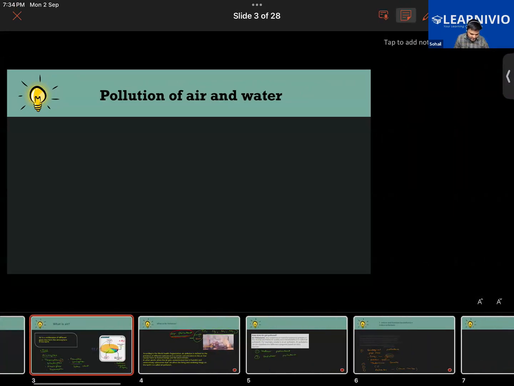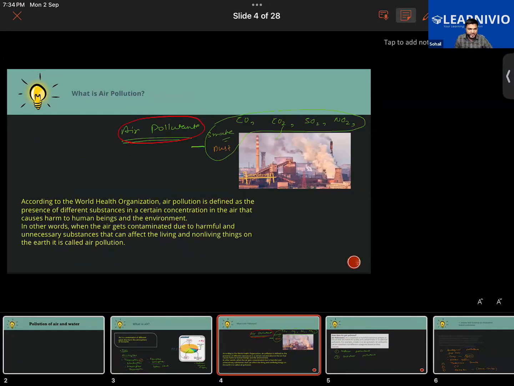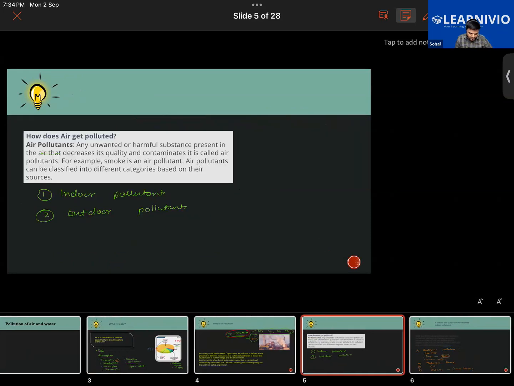So far, we had learned about what is air. We had learned about what is air pollution. In this, we learned about some pollutants. Pollutants are basically any unwanted or harmful substances because of which, if they are present in the air, the air quality will be decreased and it will be said to be polluted. And there are two types of pollutants, the polluting substances.